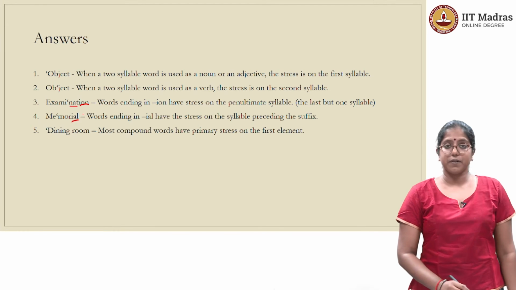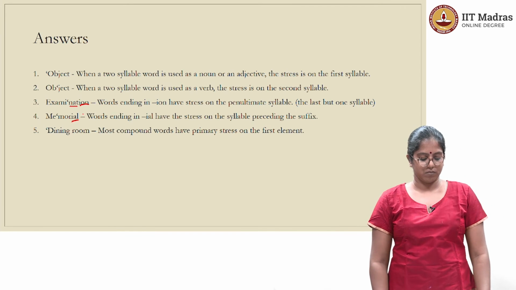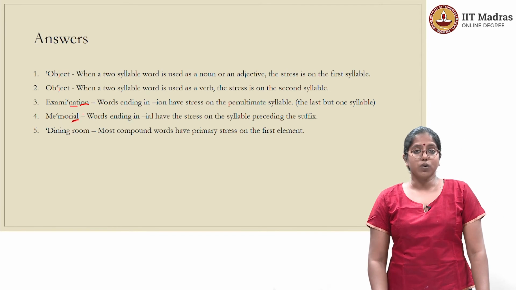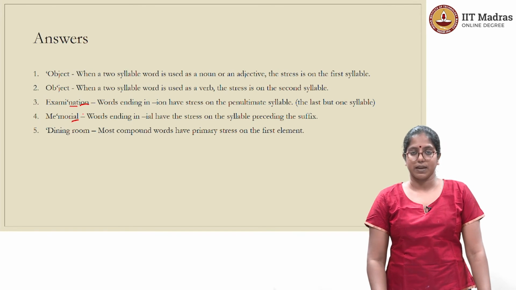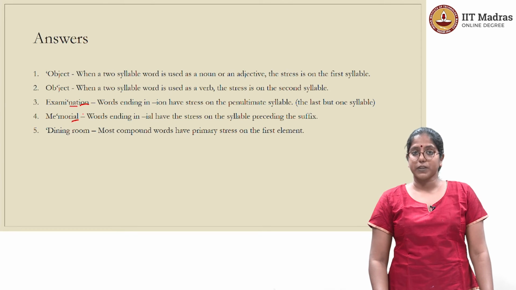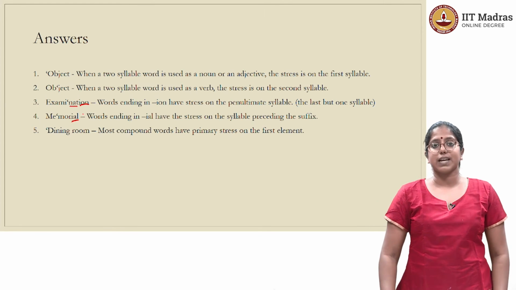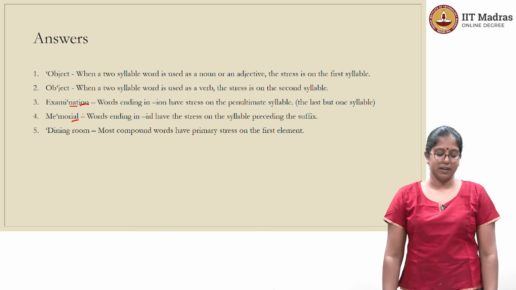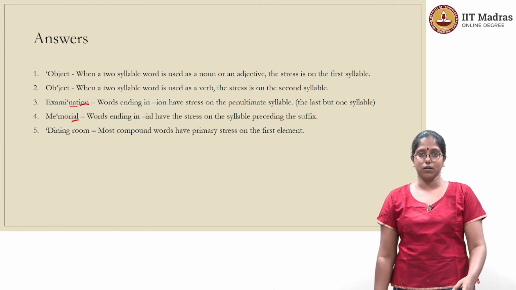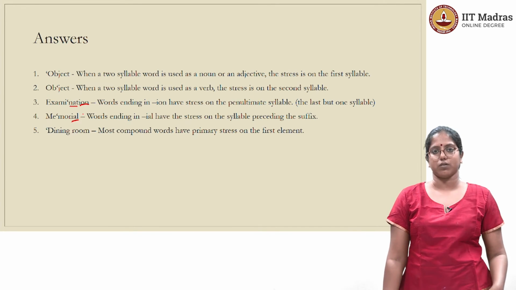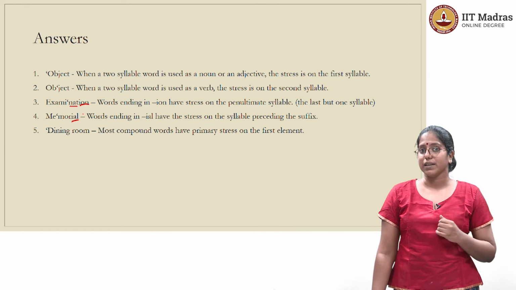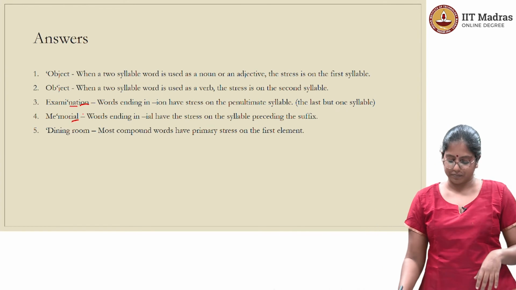Good. The fifth word is dining room. So most compound words have primary stress on their first element. We have already discussed this in the previous module. Let me repeat the rule again for you. Most compound words have primary stress on their first element. So how do you pronounce it? Dining room. The stress is on the din sound here. Dining room. Dining room. Good.